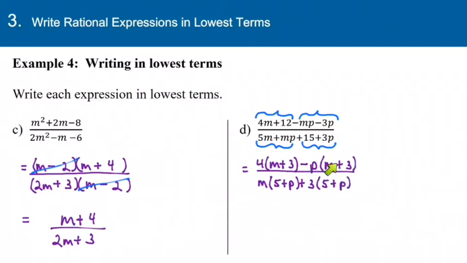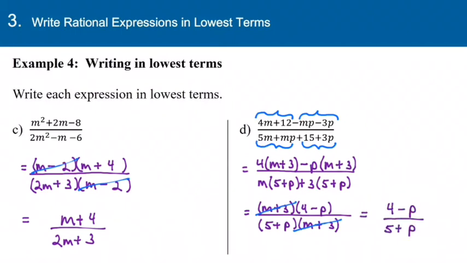That's going to leave us with 5 plus p. Okay, now notice that in the top, both groups have a factor of m plus 3. So we'll factor out the m plus 3, and that's going to leave us with 4 minus p as our other binomial. In the bottom, we'll factor out 5 plus p, and that's going to leave us with m plus 3 as our other binomial. Okay, now what's common to both the top and the bottom? Well, they both have a factor of m plus 3, so we cancel those out, and that leaves us with 4 minus p over 5 plus p.